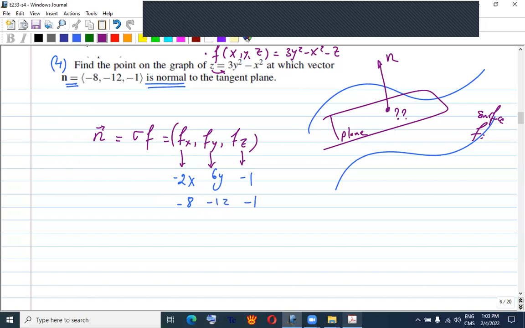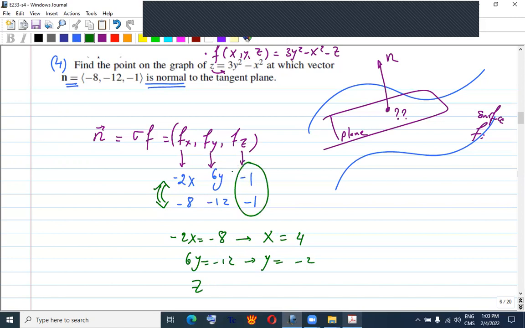So what do you do now? You equate those to be identical, right? Those are equal. Minus 2x equals minus 8. So I got only one point, by the way. x equals 4. And from 6y equals 12, y becomes minus 2. And now minus 1 equals minus 1, which assures that those are equal. If those are not equal, it doesn't make sense. There's something wrong, either on your side or on the question side. Makes sense?